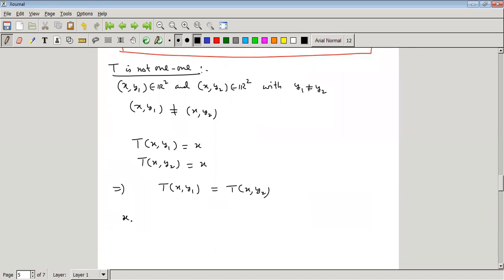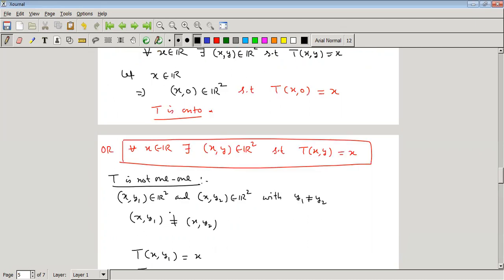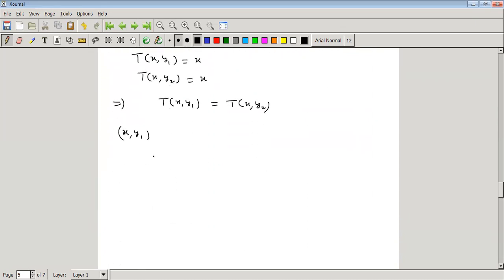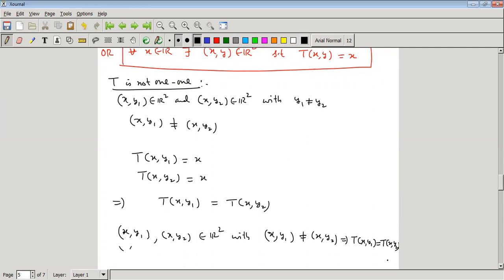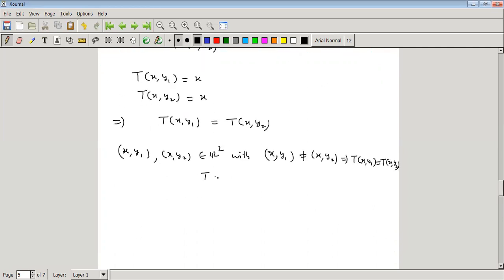We have two elements in R2, (x, y1) and (x, y2), where (x, y1) is not equal to (x, y2). This implies T(x, y1) is equal to T(x, y2). In this way, we can say T is not 1-1.